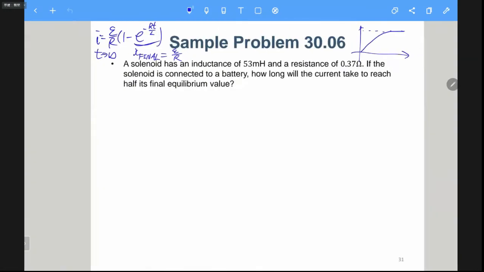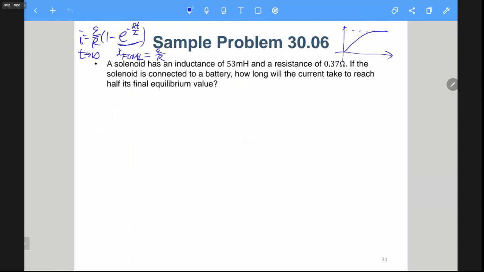So here, tau L is L over R, which is 53 milli over 0.37. So here it is 173.2 millisecond. Okay.